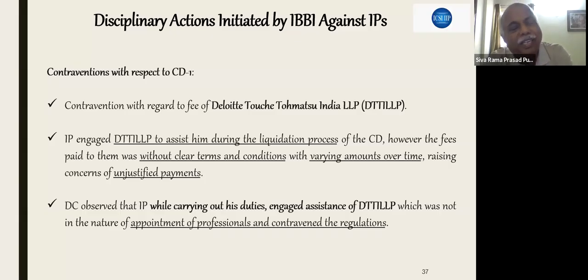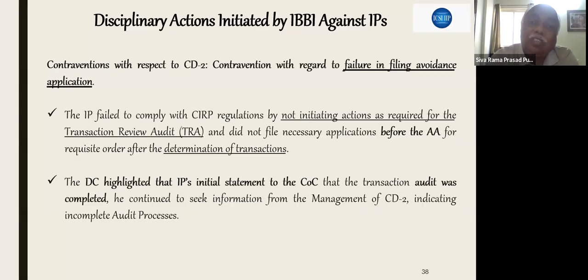One side clearly says the CIRP cost is to be minimized. If this type of error is there, definitely the DC will impose some penalties. So, appointing professionals and contravening the regulation. Contraventions with regard to CD2: failure in filing the avoidance application.